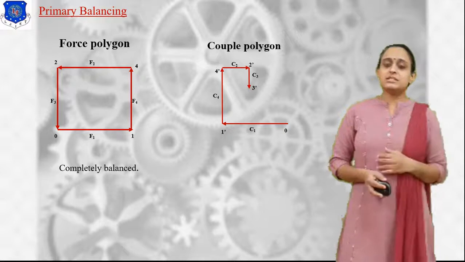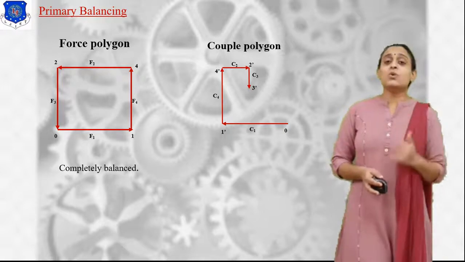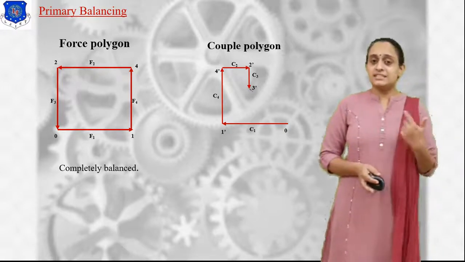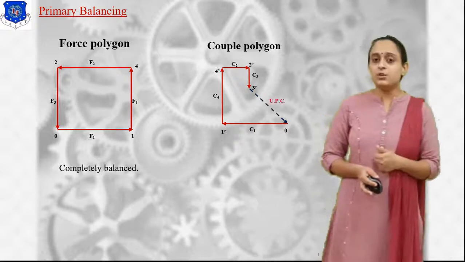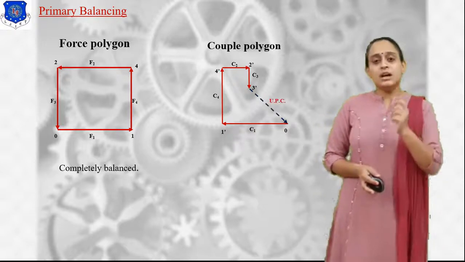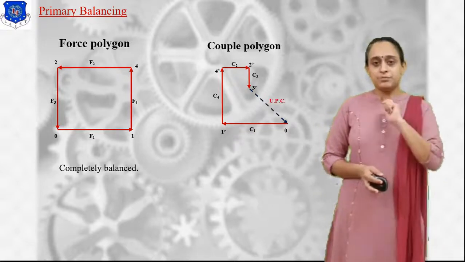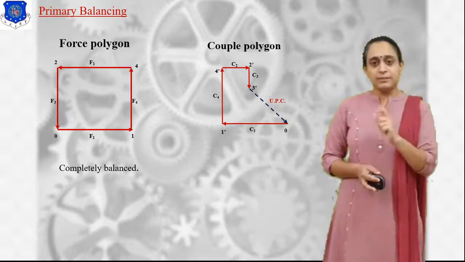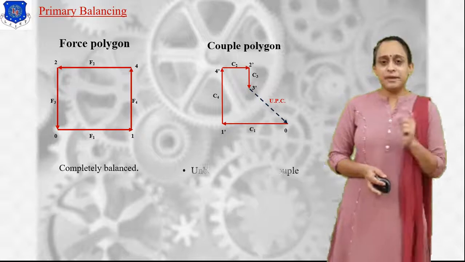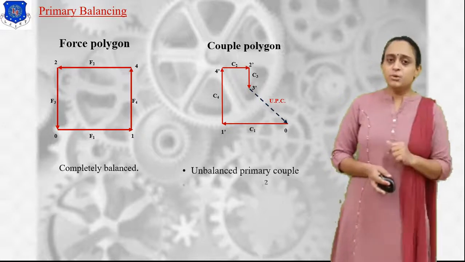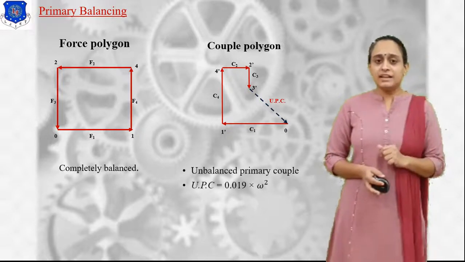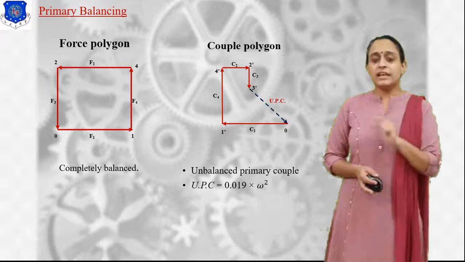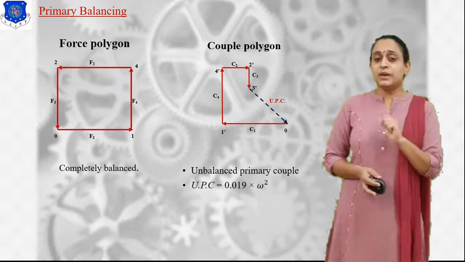Okay, now as you can see in this diagram, it is an open polygon. Hence, it is having some unbalanced value, and this will give you the unbalanced primary couple. We have mentioned it as UPC, unbalanced primary couple. Now, let us measure the length. So, by measuring this length, we will get 0.09 kg meter square length.